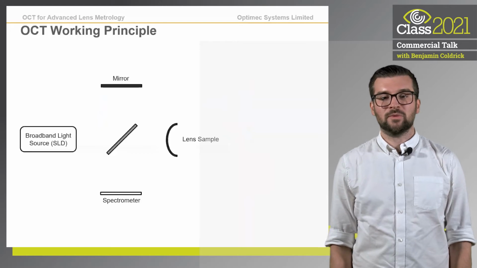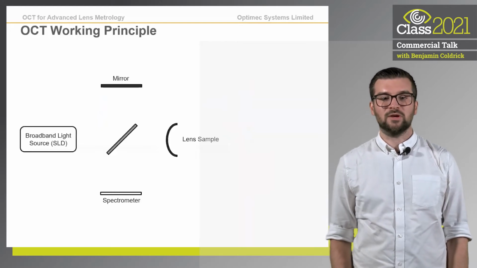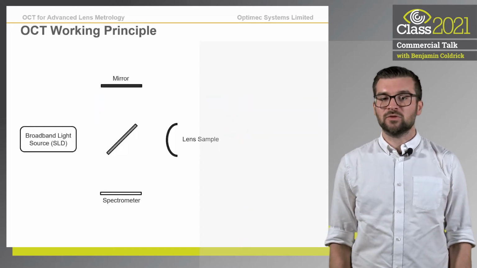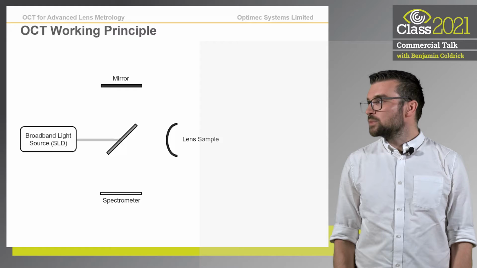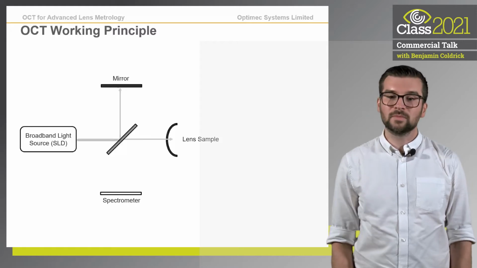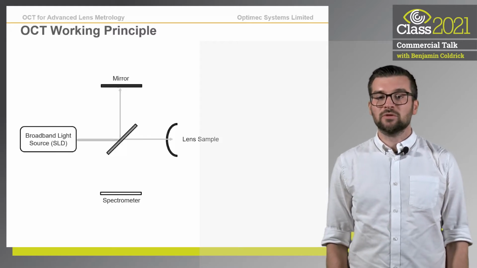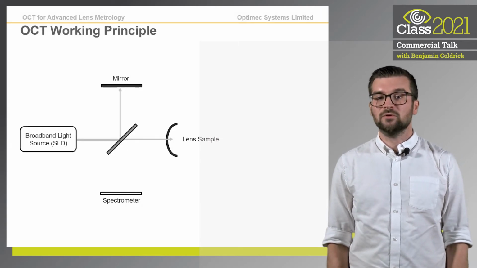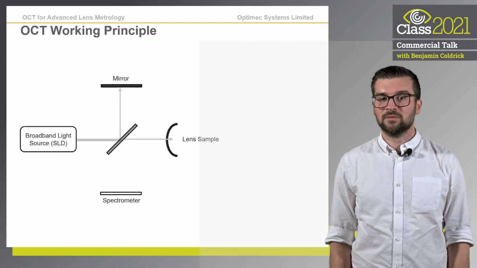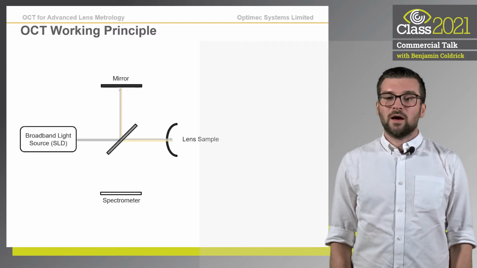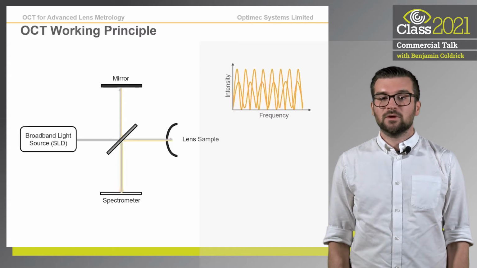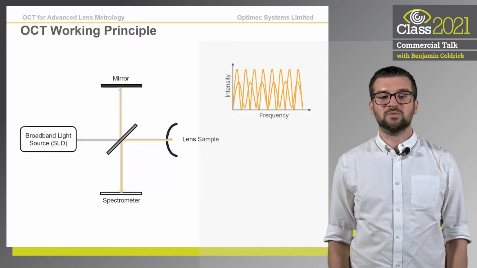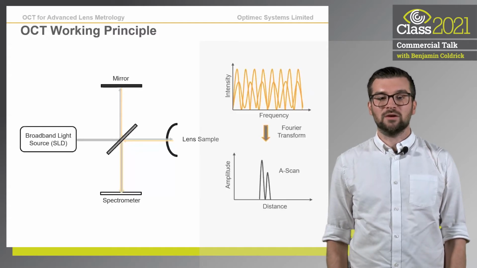The method we use at Optimec Systems is spectral domain OCT. In principle, a broadband light source is split into two paths, one to a reference mirror and one to a sample. The return light from both, including any layers in the sample, is combined and recorded as a function of intensity by a spectrometer. By using a Fourier transform, this information can be translated into the location positions of layers within a sample.